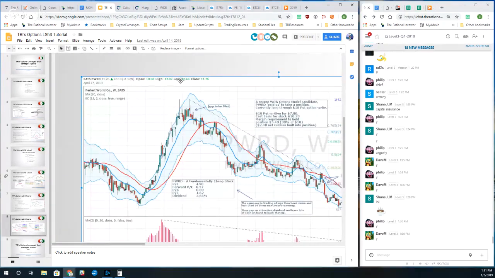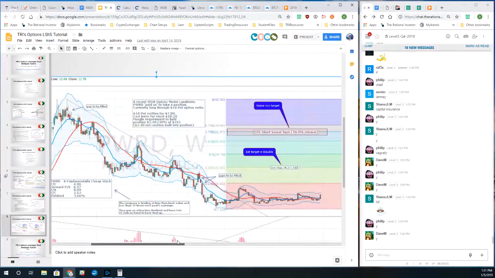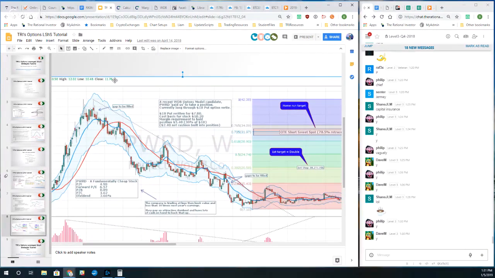This says here $10.48. Oh, no, I beg your pardon, $11.76. So we could go and just buy the stock, but it's going to cost us $11.76 times 100 shares. So, you know, at least $1,176 for 100 shares. Or we could go and write the put option.